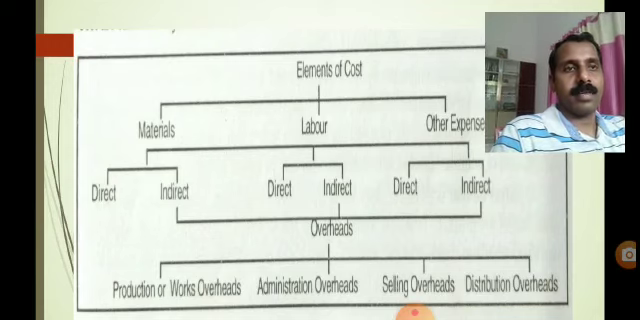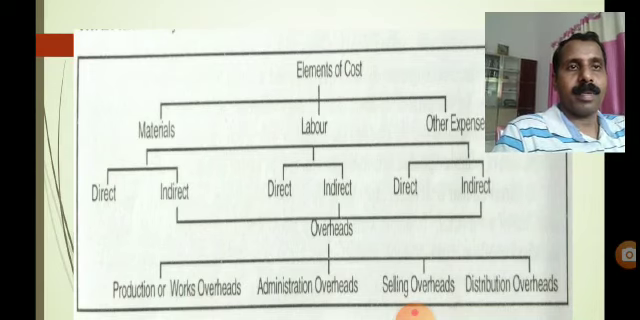We will discuss overheads in the next video. In this video, the elements of cost: material, direct material, indirect material, then labor, direct labor, indirect labor, then expenses, direct expense and indirect expenses. Okay, now it is clear.